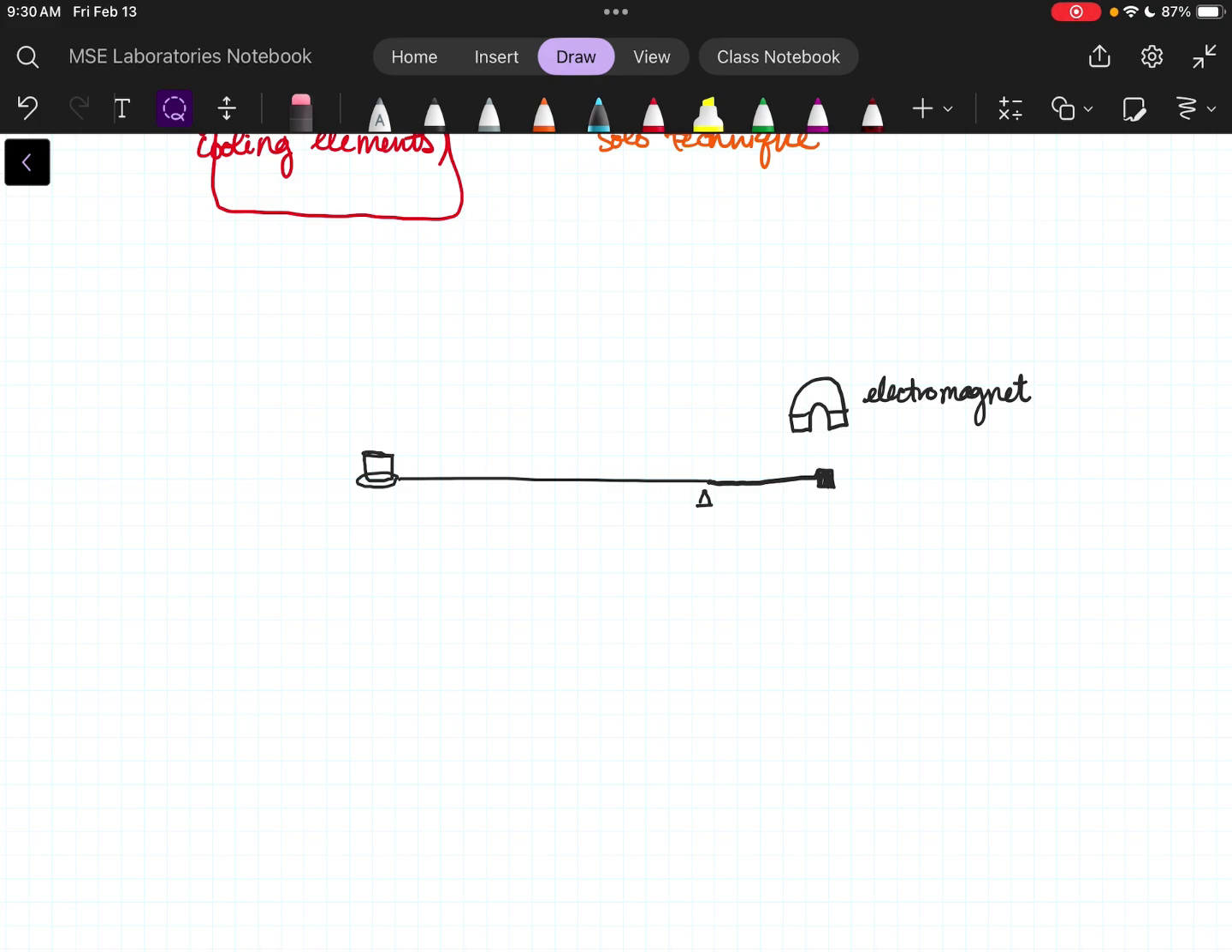And I stick an electromagnet, which I'm going to draw just like a north-south magnet, because that's the easiest way to show. I stick a little magnet near the weight at the end. This is an electromagnet, not a rare earth magnet or something, which means that I can increase or decrease its magnetic pull depending on the current that I send through this.